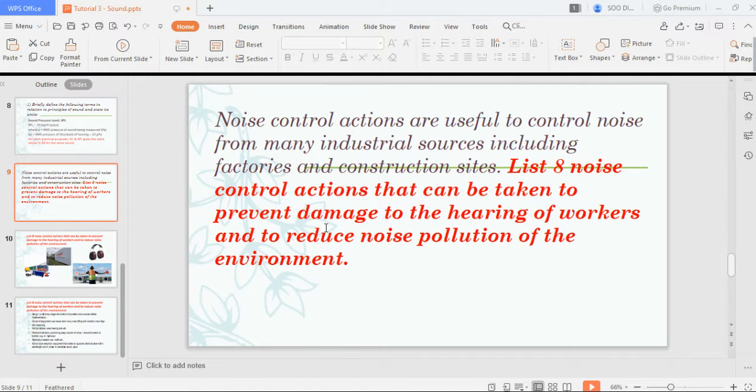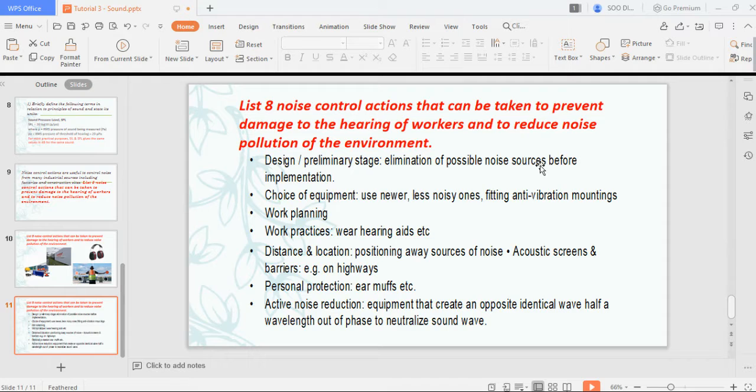The next question is to list 8 noise control actions that can be taken to prevent damage to the hearing of workers and reduce noise pollution to the environment. These 8 noise controls can be found in your lecture notes. The first is during the design preliminary stages, you eliminate possible noise sources before implementation. Second, choice of equipment, so you use newer and less noisy equipment, or equipment fitted with anti-vibration mounting.